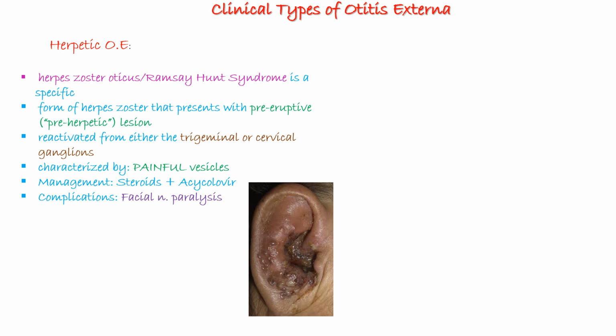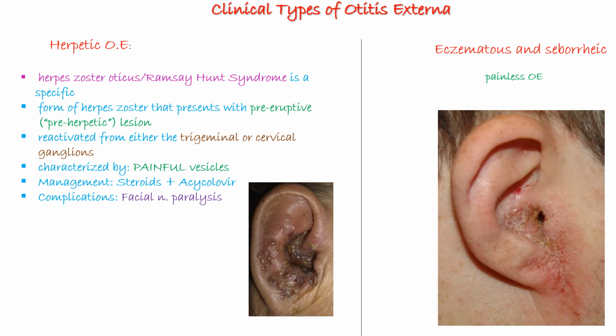It is characterized by painful vesicles. For management, since herpes is a virus, you give antiviral drugs. In addition to that, you also give steroids. The complication of Ramsay-Hunt syndrome is usually facial nerve palsy. Next, erythematous or seborrheic otitis externa. This one is usually painless otitis externa.